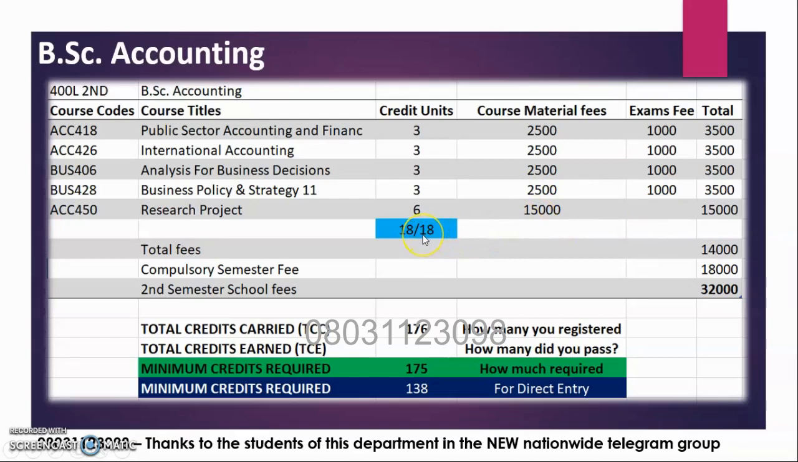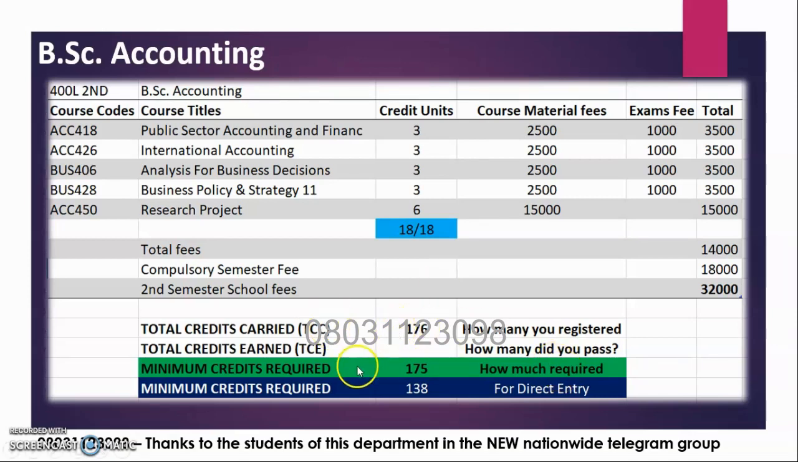See, you still have about 8 free credit units to make it 24. So if you had any carryover, you still have the chance to clear them here. And your fee for the final semester is by standard 32,000. Here you are literally required to pass everything you have registered here, unless there are more courses added to you, which you might fail and still graduate.